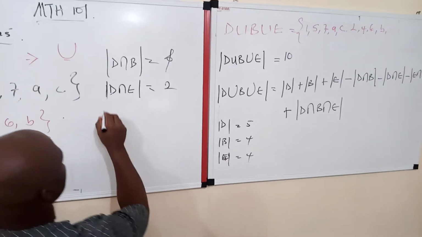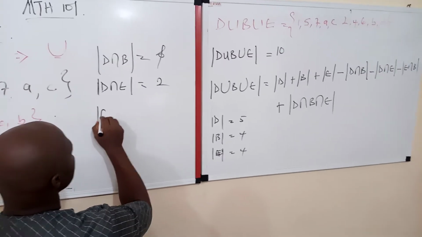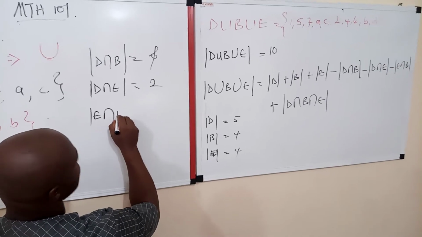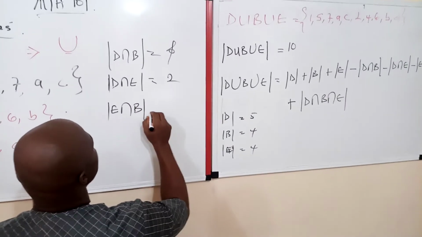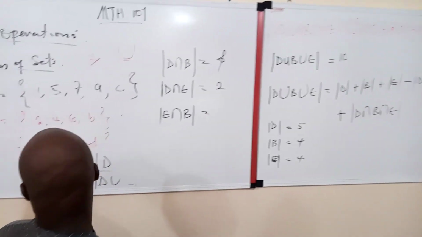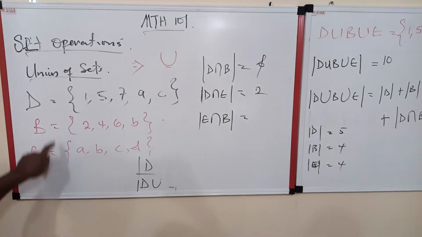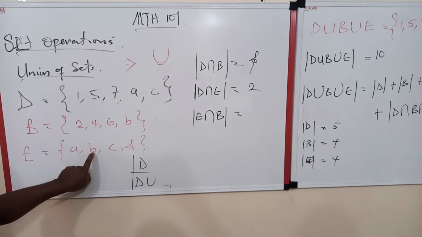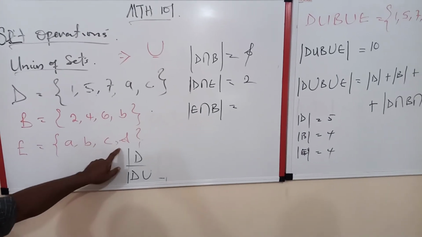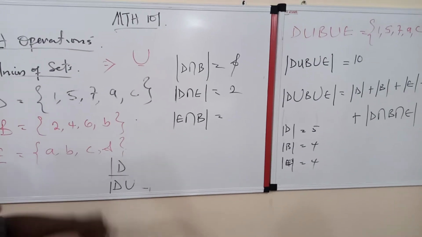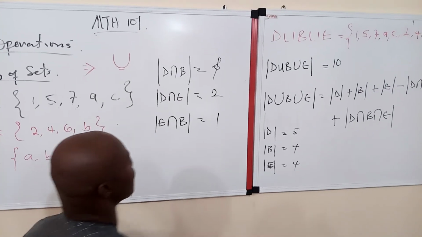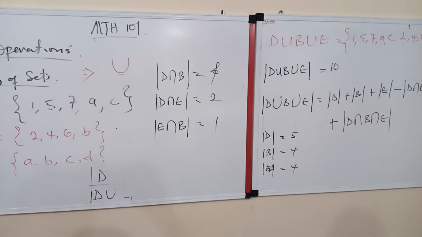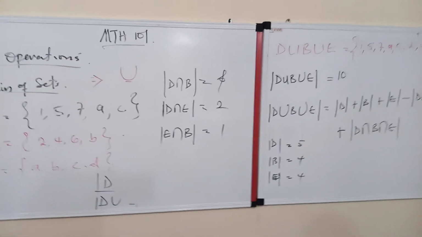Now for the last one, we have E intersection B. Do they have anything in common? Yes, they have B here. All the other ones are alphabets, whereas the other one is numerical. But they have 1 in common. So the cardinality of E intersection B is 1. These are the things they have in common.